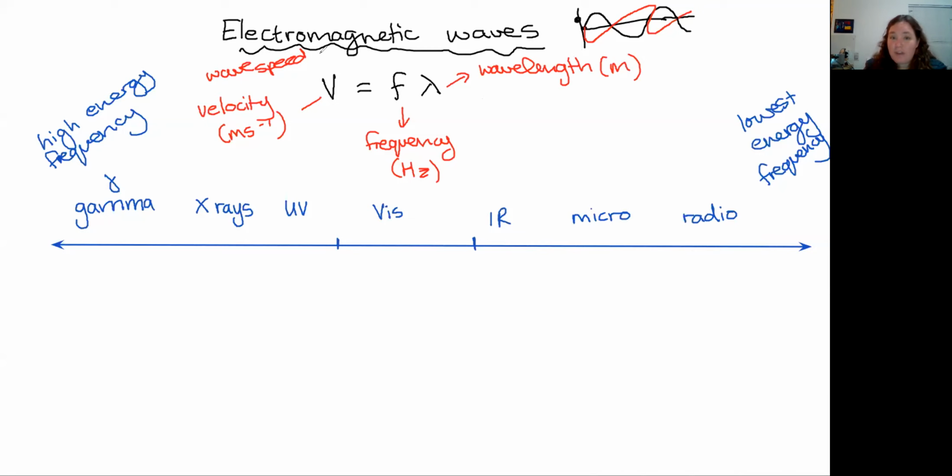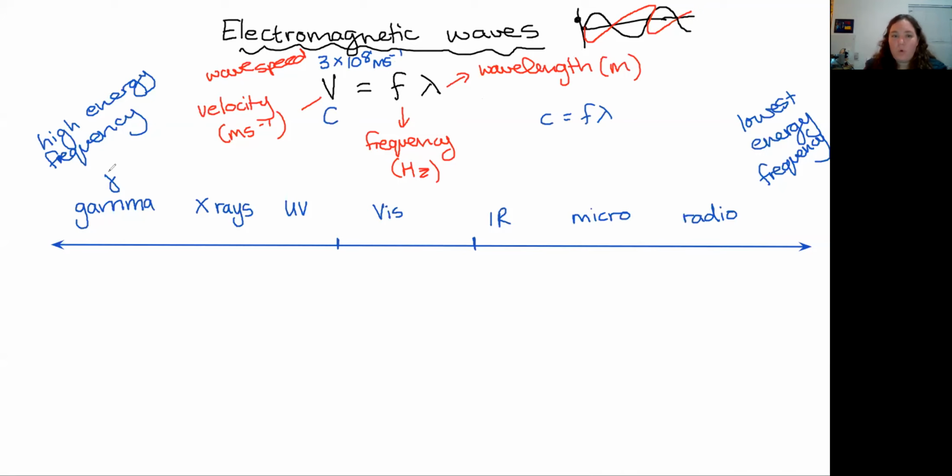It's called the speed of light, and it's 3 times 10 to the 8 meters per second. In fact, the speed of light is so special that it often gets the symbol C. So sometimes instead of saying V is equal to F lambda, people say C is equal to F lambda.